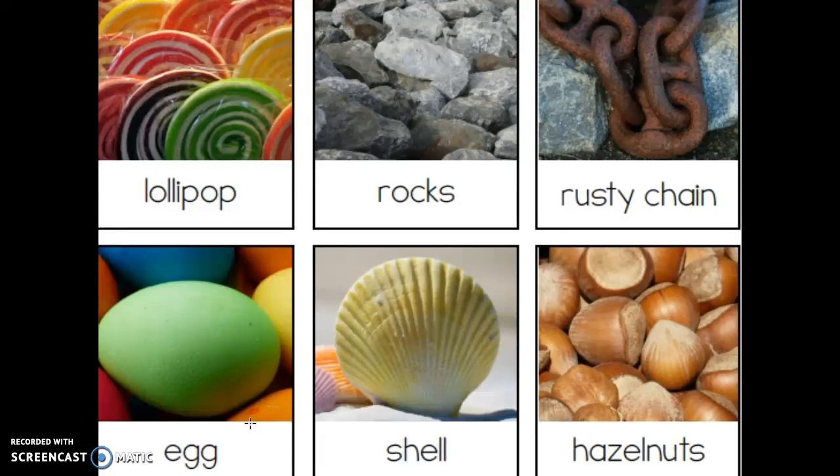The next picture is a picture of a seashell. Again, you're going to talk with your buddy and decide, is it hard or soft, rough or smooth? Give them a reason why you think it is what it is.